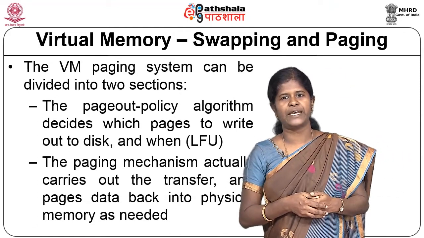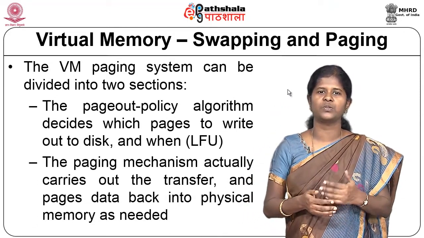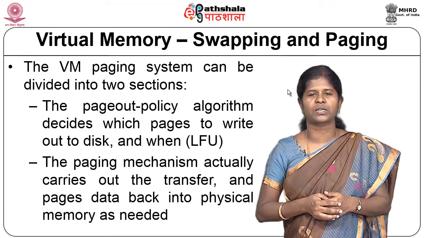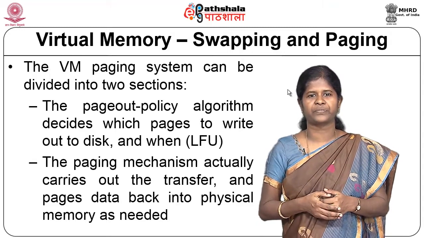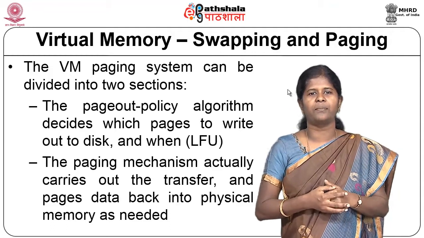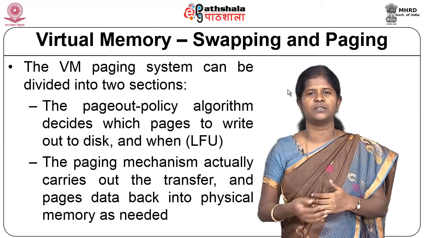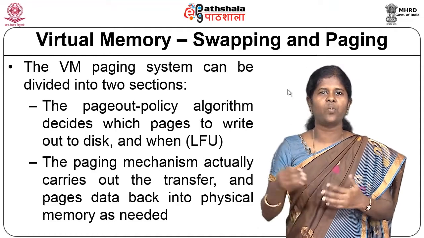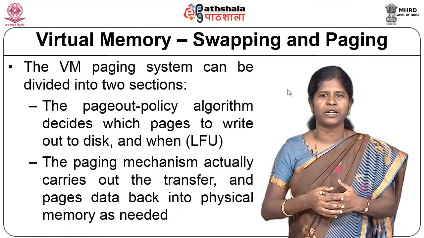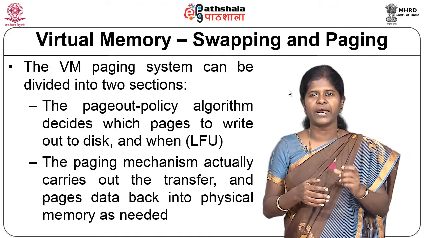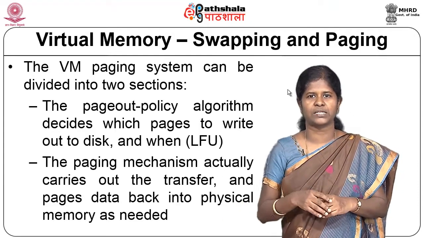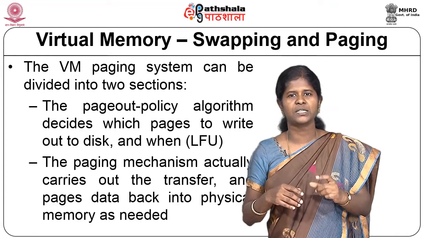So, the virtual memory paging system is now divided into two sections. One is the page out policy that needs to be used, and the second is the paging mechanism. What do you mean by this page out policy? Say whenever pages have to be written to the disk or moved to the disk. Say you want to bring a page into the physical memory, but there is not enough space in the physical memory. Then you need to choose one page which is currently kept in the physical memory and move that to the secondary storage device. So, which page is chosen?